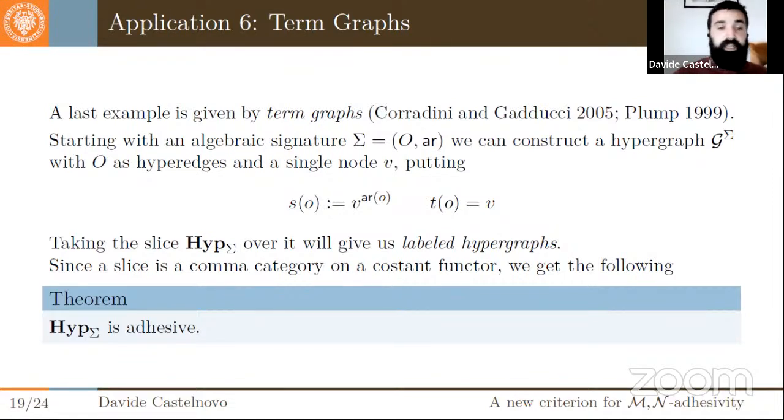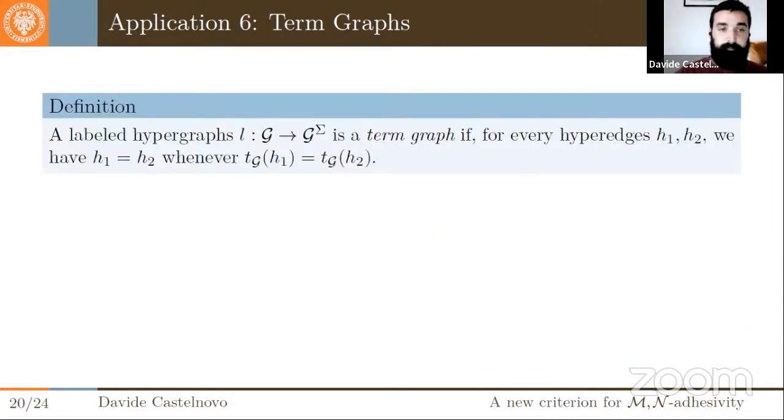This can even be shown by saying that the slice of a topos is again a topos. This is a bit of an overkill. So what is a term graph? We start with a labeled hypergraph, L, and it is a term graph if, given two hyperedges with the same target, then they must be equal. So if two hyperedges have the same target, then they are equal in the underlying hypergraph.